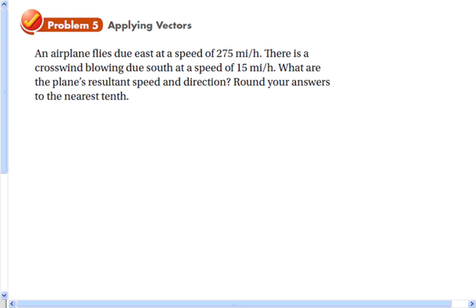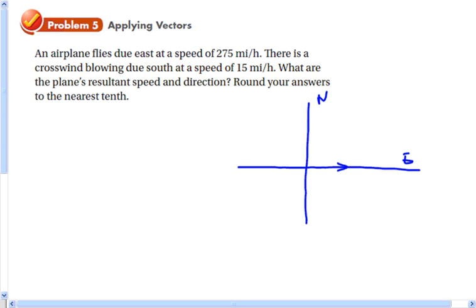All right, flying vectors. An airplane flies due east at a speed of 275. There's a crosswind blowing due south at a speed of 15. What are the plane's resultant speed and direction? It's a little picture of this deal. So the airplane is flying this way, due east. This would be east, this would be north, at a speed of 275.